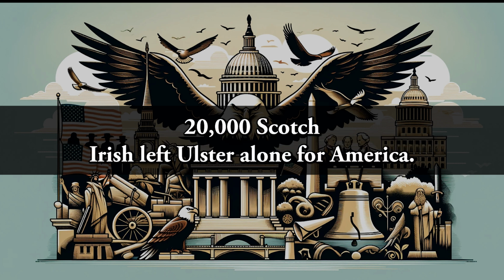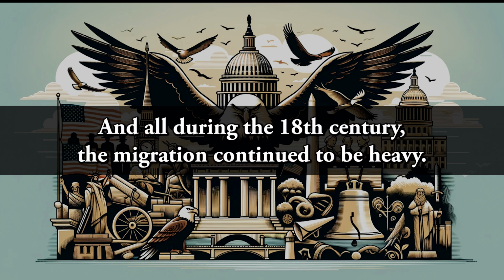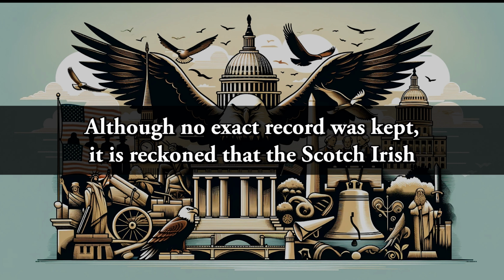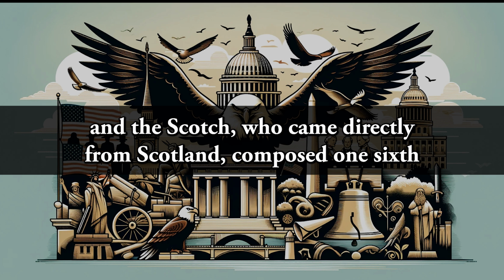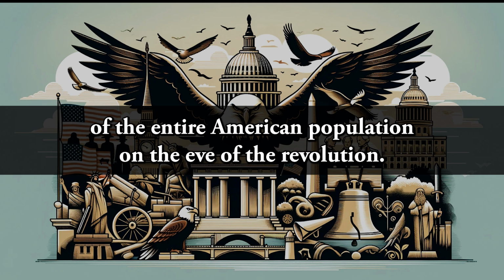Within two decades 20,000 Scotch-Irish left Ulster alone for America, and all during the 18th century the migration continued to be heavy. Although no exact record was kept, it is reckoned that the Scotch-Irish and the Scotch who came directly from Scotland composed one-sixth of the entire American population on the eve of the Revolution.